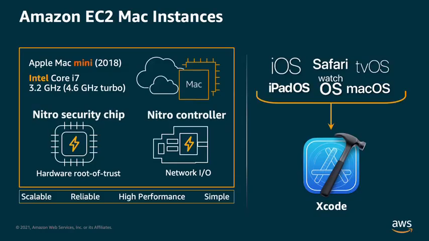Let's dive in. Amazon EC2 Mac Instances were built for macOS developers and are built on Apple Mac mini computers. If you rely on Xcode to build, test, and sign applications for iOS, macOS, tvOS, or Safari, EC2 Mac Instances are for you. Mac Instances bring the security, reliability, scalability, and high performance of Amazon EC2 instances to Mac build environments.